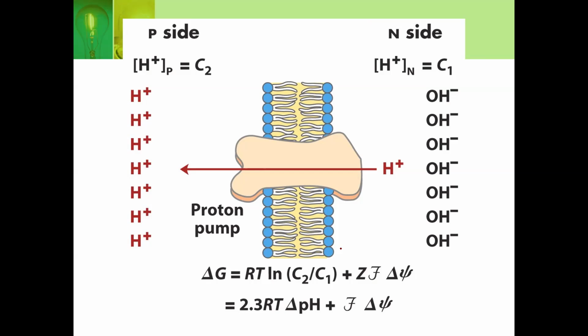So the charge Z, that's +1. Delta C, that's the pH differential. We can measure that. So we have this equation here. These are two constants. We can put those right here.